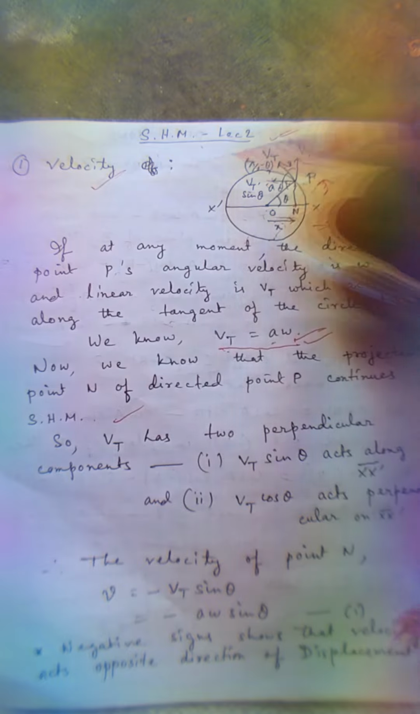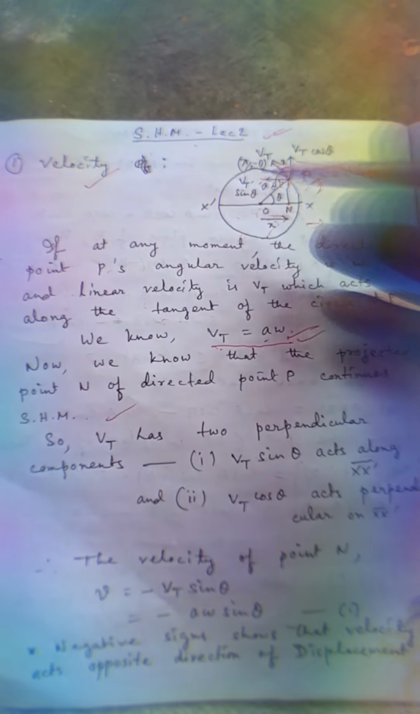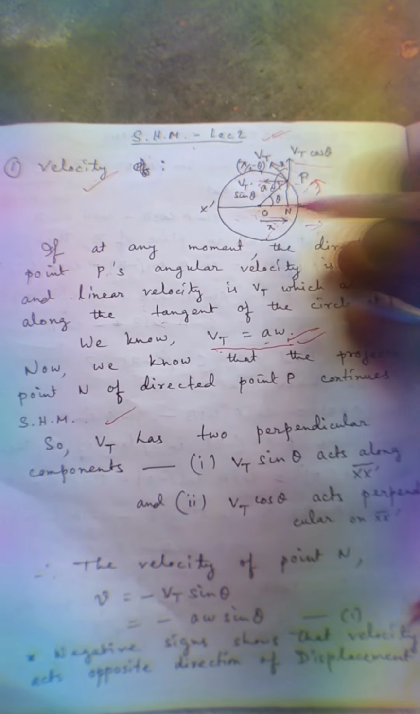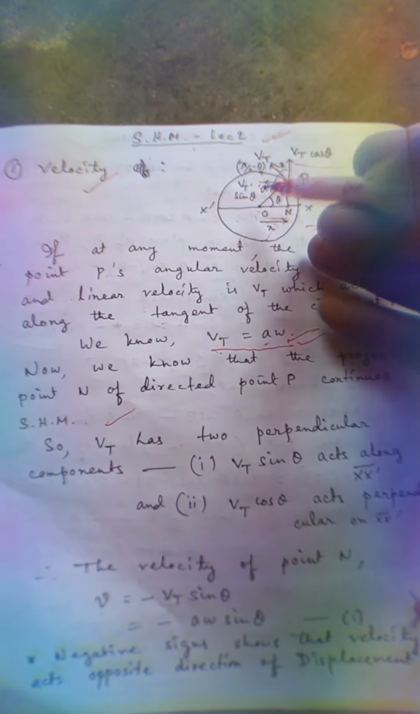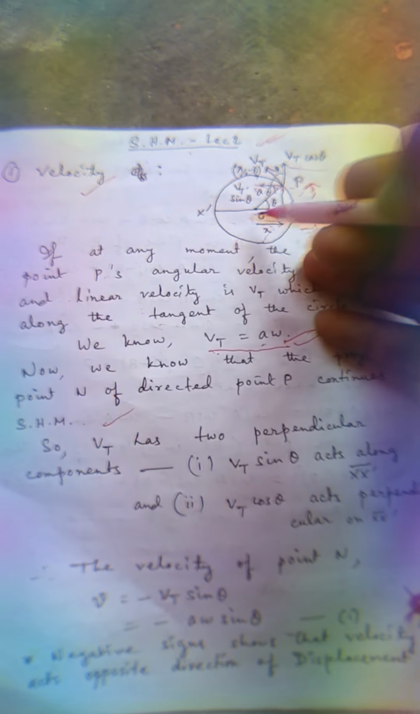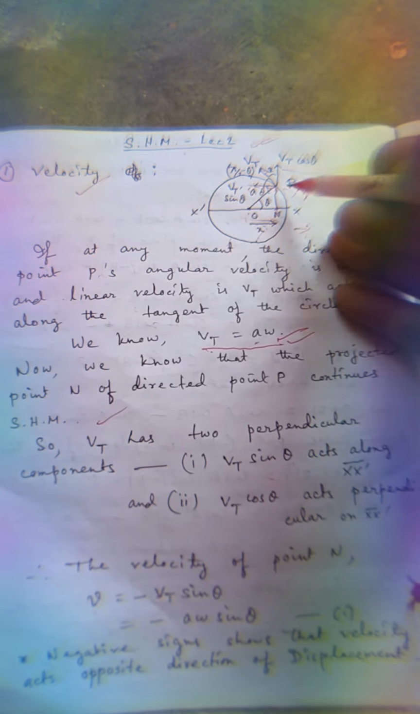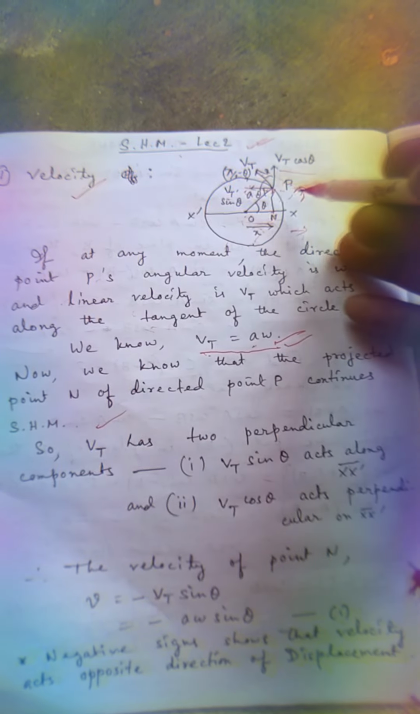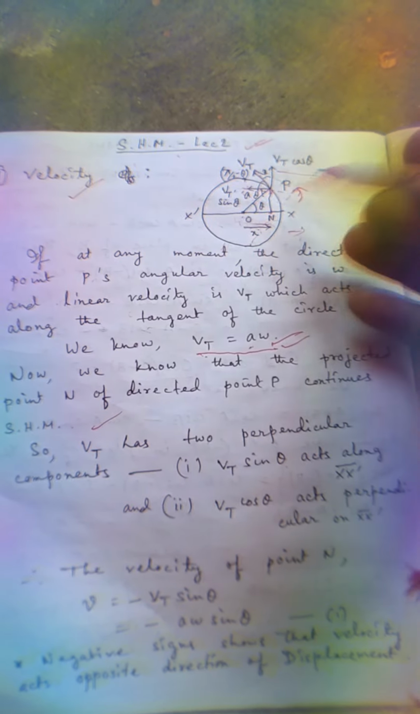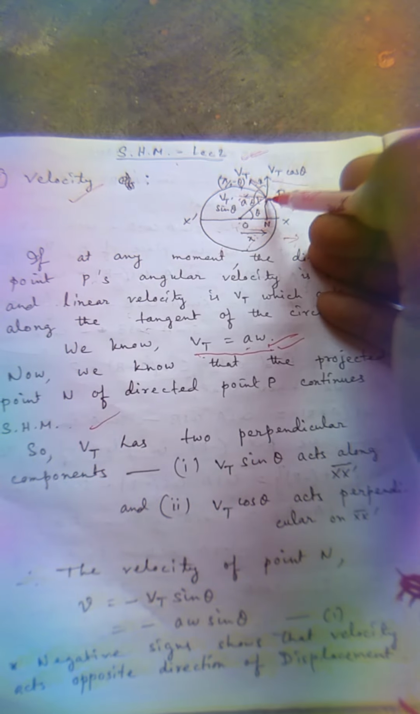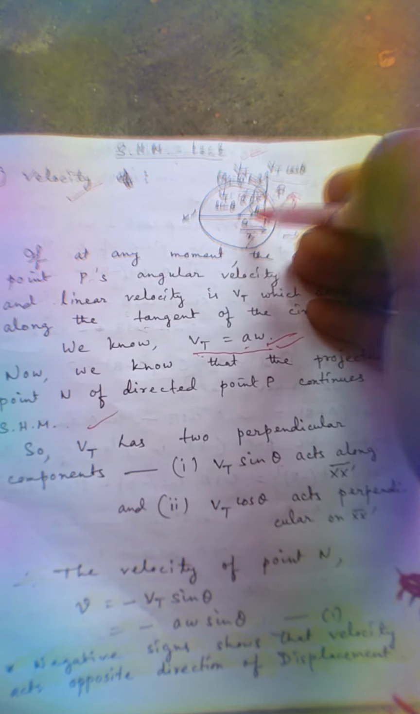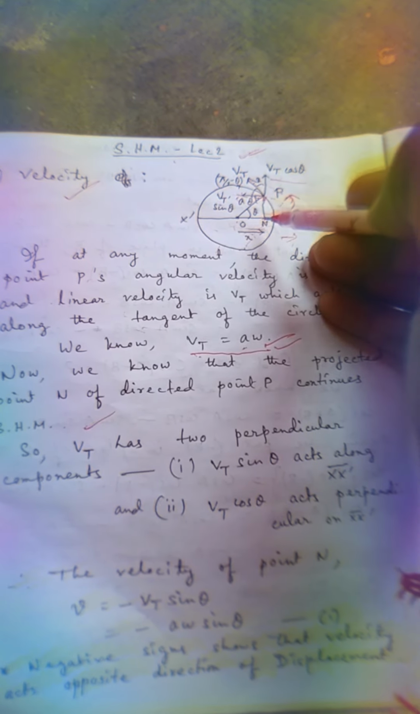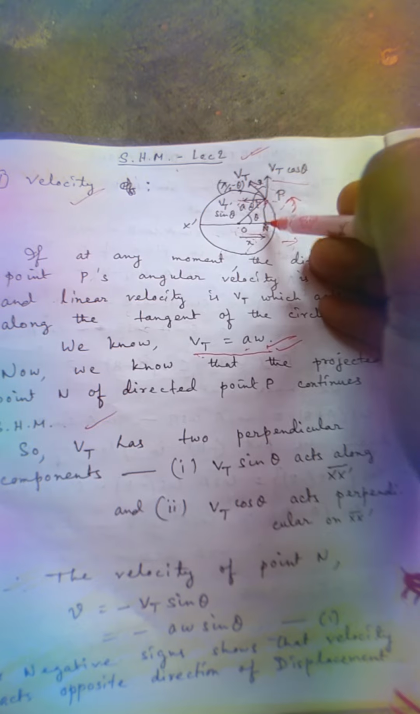So today I discuss the velocity of a particle which executes simple harmonic motion. Here I have taken a circle whose center is O and a point P which is rotating through the circle anti-clockwise. Here P makes an angle theta and P has a projected point N.